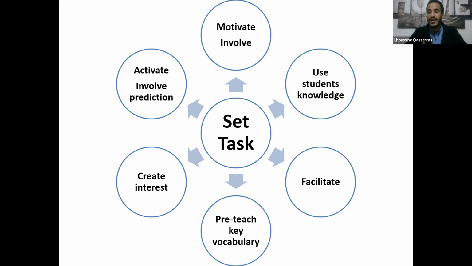Do you like this one? Why not? Are they handsome? Are they beautiful? Is she Moroccan? Is he Moroccan? You just want to involve them, motivate them, and create some interest. And of course, you have to activate their schemata and involve them and start with prediction to activate their schemata. Okay.